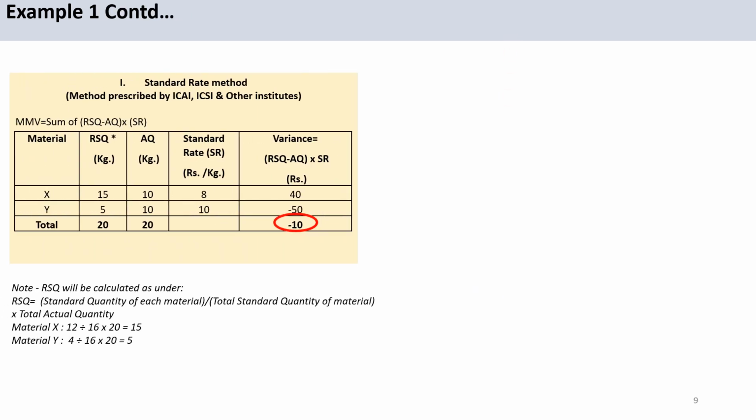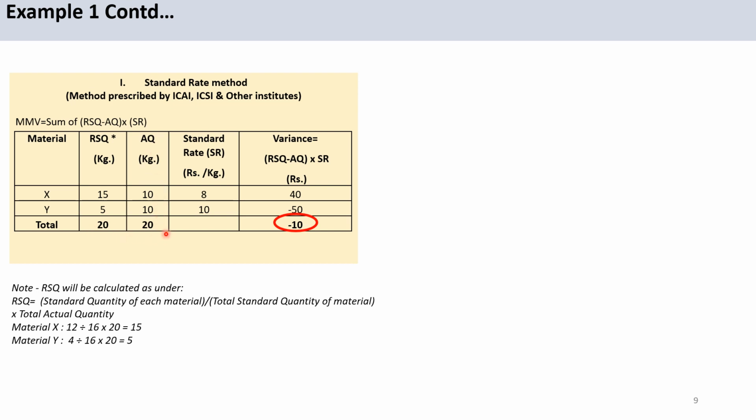Now, as per the standard rate method, the calculation of mix variance will be like this. For X and Y, the RSQ will become 15 and 5, because RSQ is the revised standard quantity. That means the actual quantity in proportion of the standard mix. So for material X, the RSQ will be 12 divided by 16, the standard proportion, times 20, the actual quantity, so 15. And for material Y, 4 divided by 16, the standard mix, times 20, the actual quantity, so 5. So 15 and 5 become the revised standard quantity, and the actual quantity we know is 10 and 10 for both the materials.